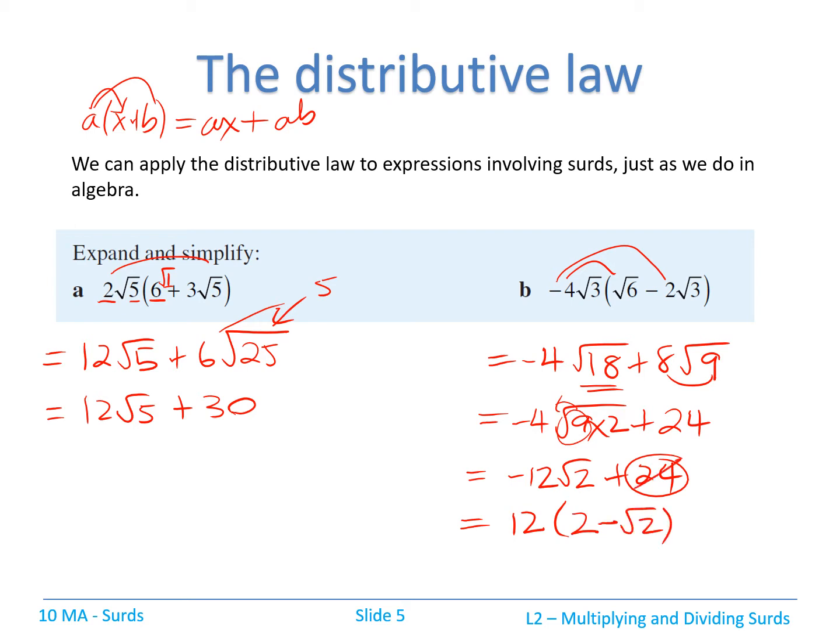So I took a 12 out of there and got a 2. I took a 12 out of there and got negative root 2. And I just change the order of it so it looks a bit nicer. Instead of having a negative at the front, I've got 2 minus root 2 instead of minus root 2 plus 2. Just looks a bit neater.